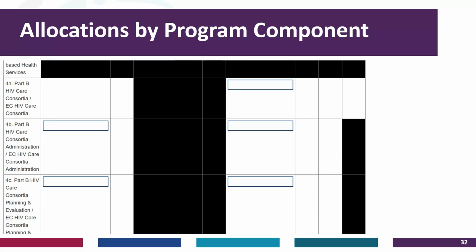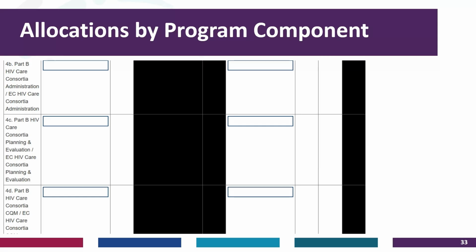Rows 4A through 4D are all going to relate to consortia funding. So if you don't have any consortia funding, then you'll enter a 0 for each of those fields. In 4A, you have 1 field for HIV care consortia from your emerging communities funding. So make sure to fill that out if you have it.